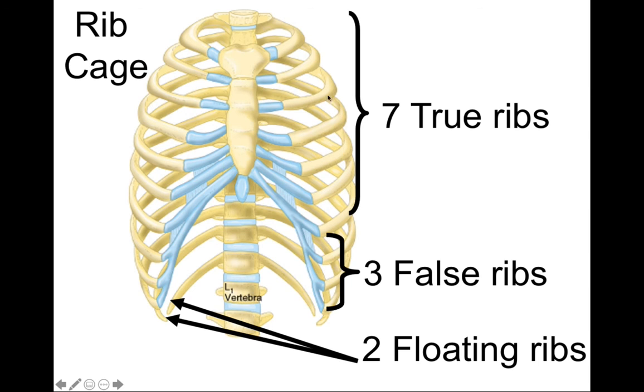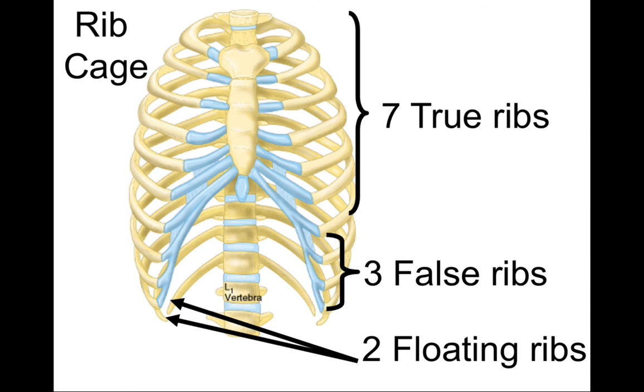These first 7 ribs are the true ribs. True ribs, by definition, attach to the sternum through their own costal cartilage, and we'll see that shown here. False ribs are slightly different in that they will not have their own costal cartilage. They will attach to costal cartilage, but their costal cartilage will attach to the 7th costal cartilage over here. So these 3 will be the false ribs. And then we have 2 floating ribs that do not attach to the sternum at all.